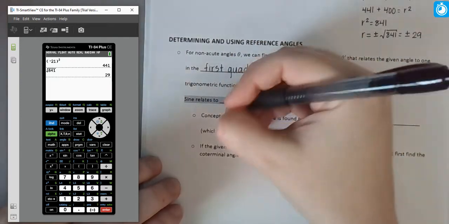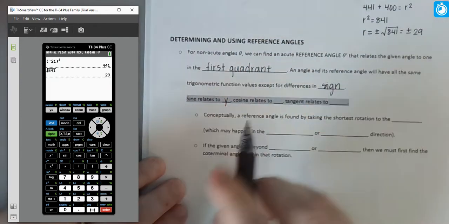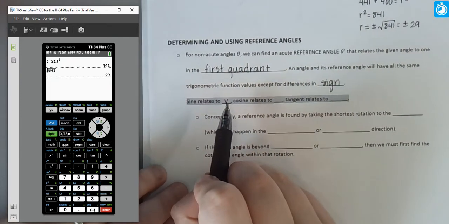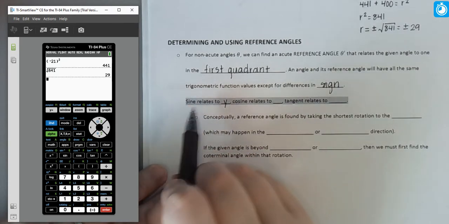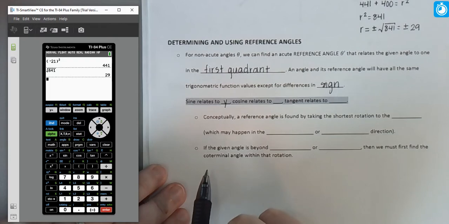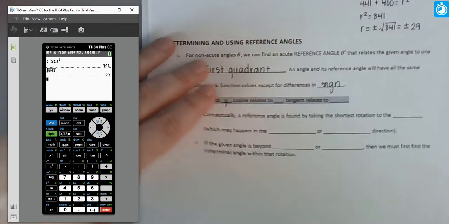So sine directly relates to y. In other words, if we know what the sign is going to be for y, then we know what to expect for the sine trigonometric function. Now what about cosine? Same idea.